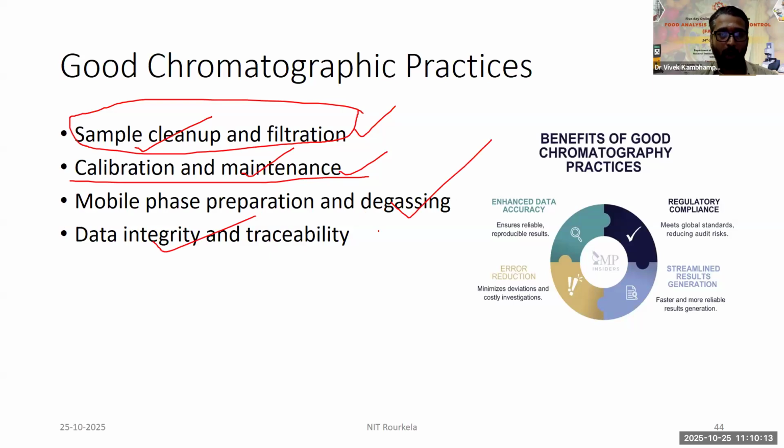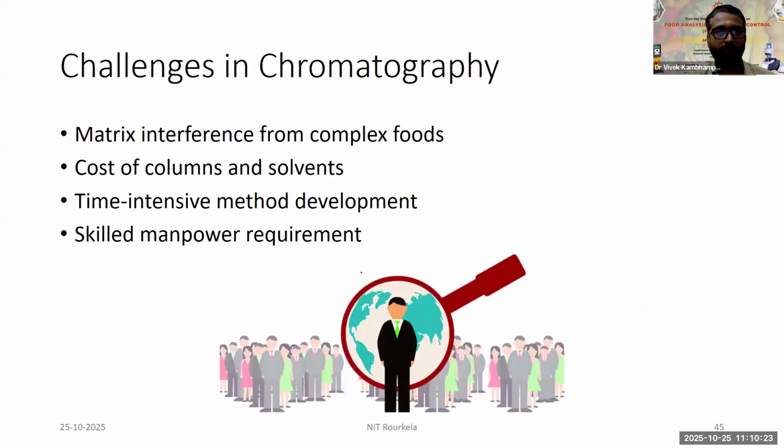So if you do all these things, what are the benefits? Enhanced data accuracy, streamlined result generation is possible, without any errors. Errors will be reduced. These are some of the challenges. What are the challenges? Matrix interference identification is important. You need to read more for selecting what kind of chromatography is required for analyzing your target component.